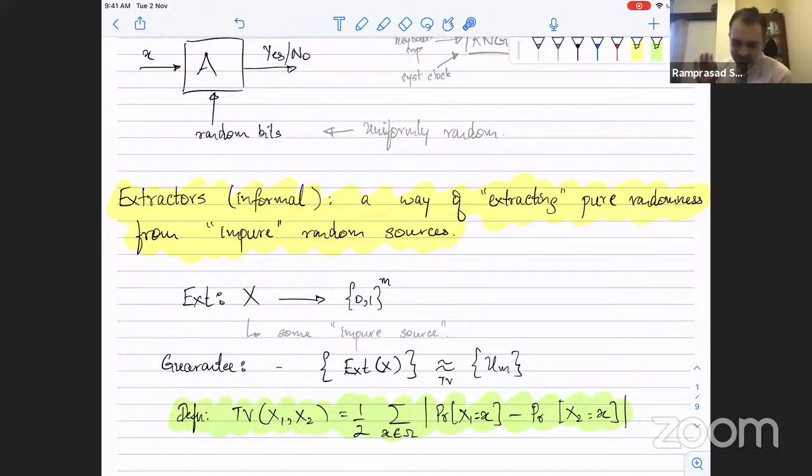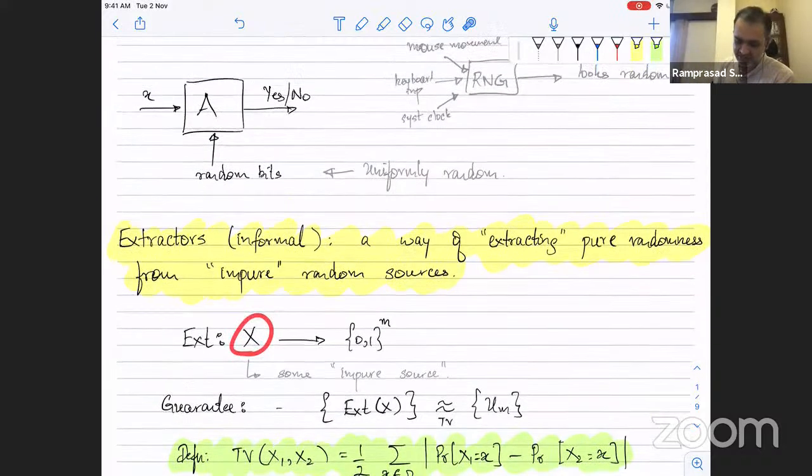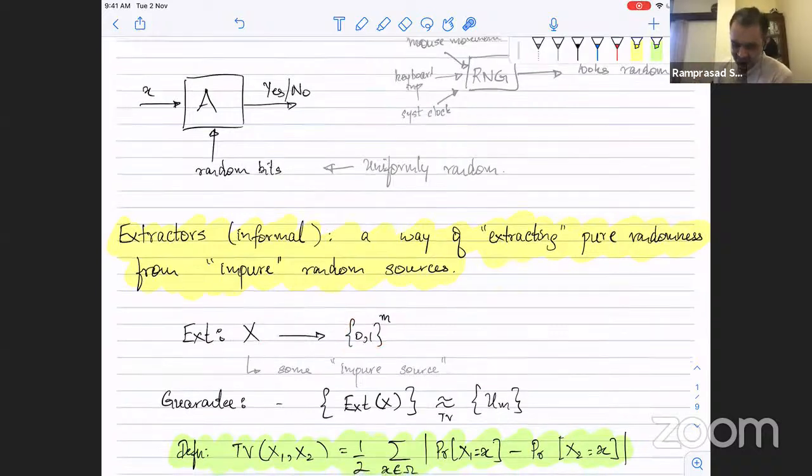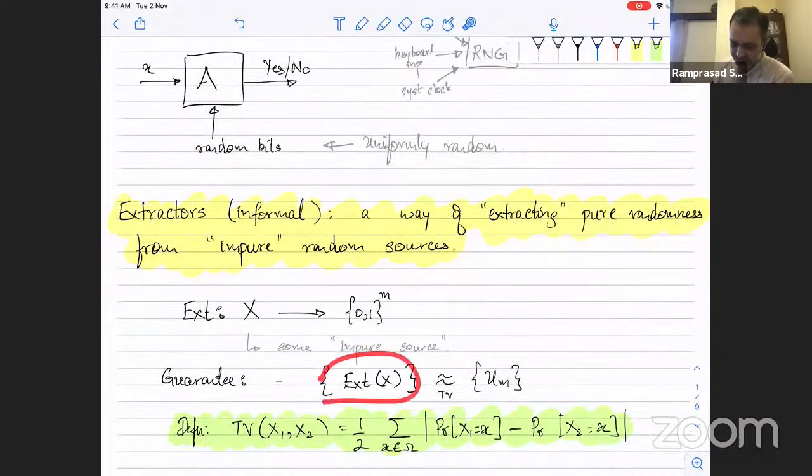But just think of any of these things, like you have your mouse movements or keyboard input or system clock or whatever, and you take all of that, and then you want to, at the end of the day, return a string such that the distribution of the output of the extractor, when X is chosen according to your distribution, whatever is the weak random source that you have, that must look like the uniform distribution. What do we mean by look like the uniform distribution?